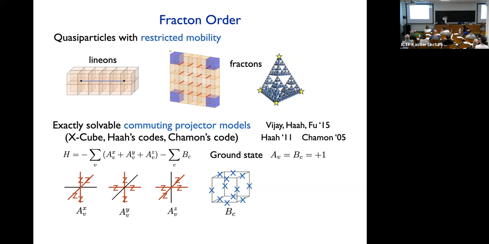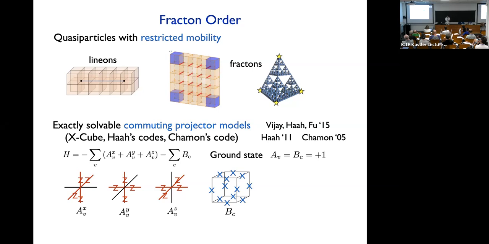So there are three possible four-spin interaction terms, but then you have an interaction on the cube. You place a sigma X operator on each edge of this cube. Notice that this involves the product of 12 sigma X operators, so this is the monster Hamiltonian. The reason it's called X-cube is very simple: there are three X's and there's a cube. It's not a very creative name, but that's what it is. And the point is that all of these terms commute with each other.